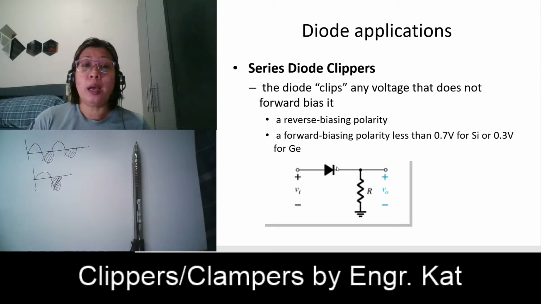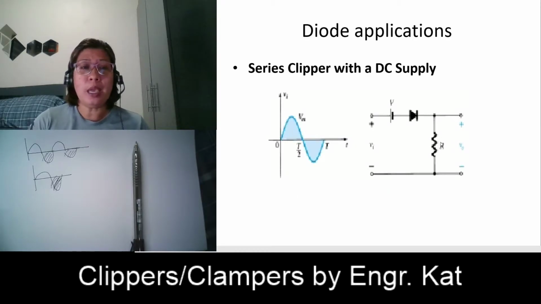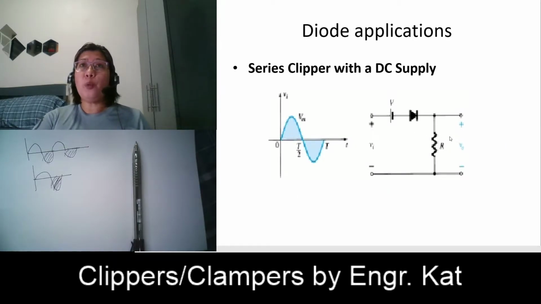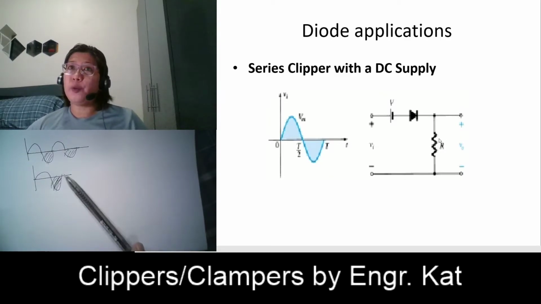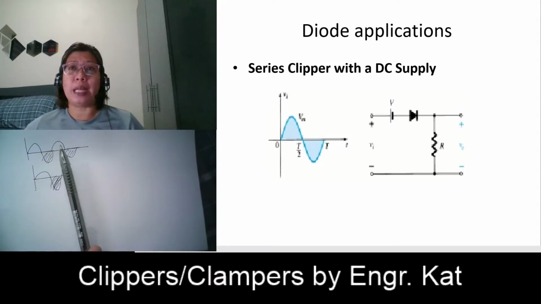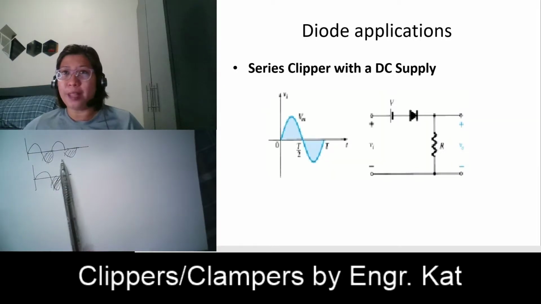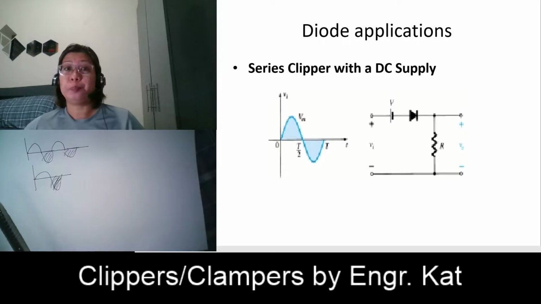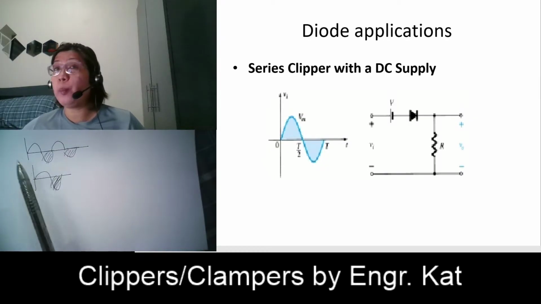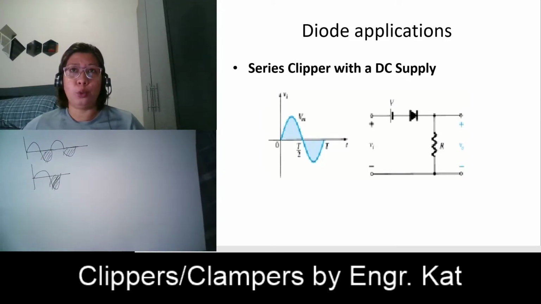It must also satisfy the condition that your input voltage is greater than 0.7 if it is silicon, and greater than 0.3 if it is germanium. Okay? So, if we wanted to remove the entire positive or negative half cycle, then this is already considered a clipper. But what if we wanted to remove only a portion of the negative half and not the entire negative half? Or what if we wanted to remove a portion of the positive half but not all of the positive half? What are we going to do?